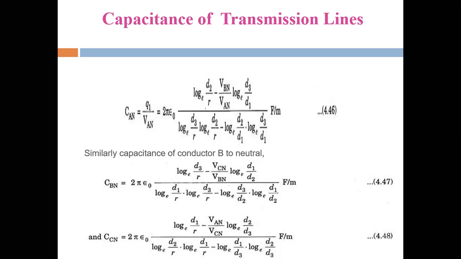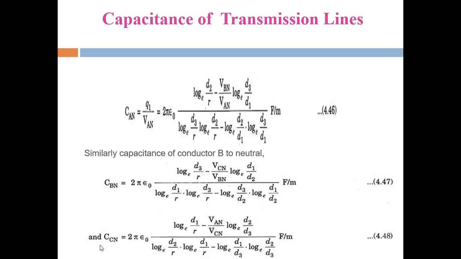Then CAN is equal to 2 pi epsilon naught, log e D2 by R minus VBN by VAN log e D3 by D1, divided by log e D3 by R log e D2 by R minus log e D2 by D1 into log e D3 by D1. Similarly, we calculate CBN also. Then CBN is equal to Q2 by VBN.